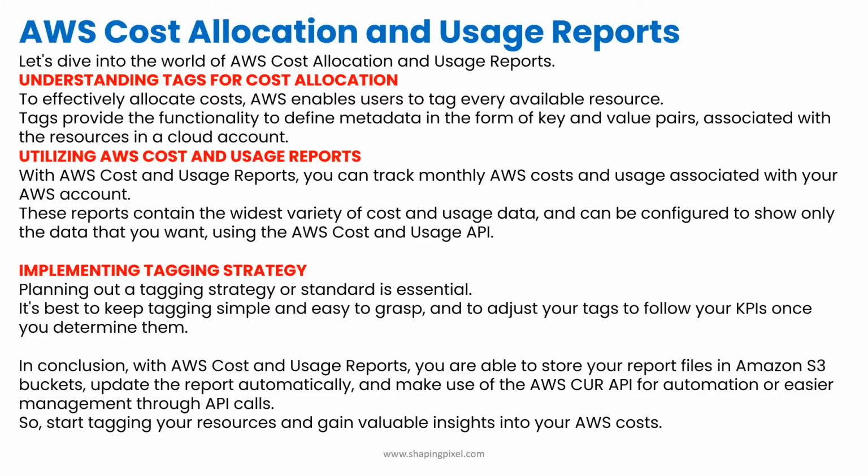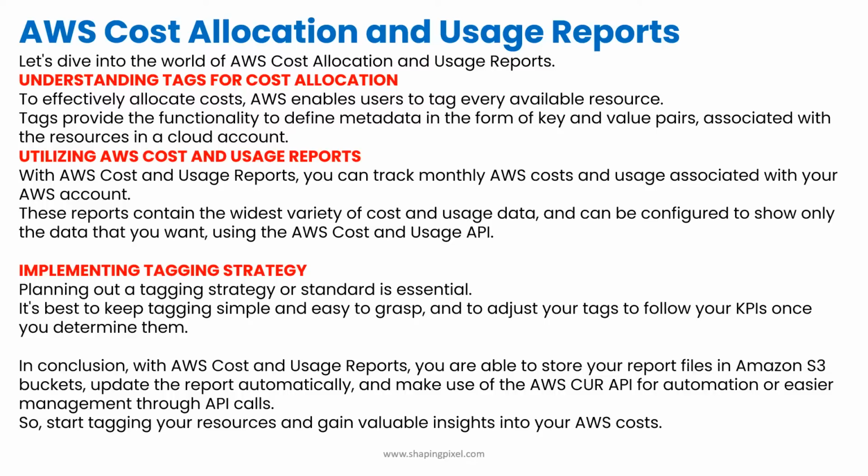AWS cost allocation and usage reports. Let's dive into the world of AWS cost allocation and usage reports. To effectively allocate cost, AWS enables users to tag every available resource. Tags provide the functionality to define metadata in the form of key and value pairs associated with the resources in a cloud account.